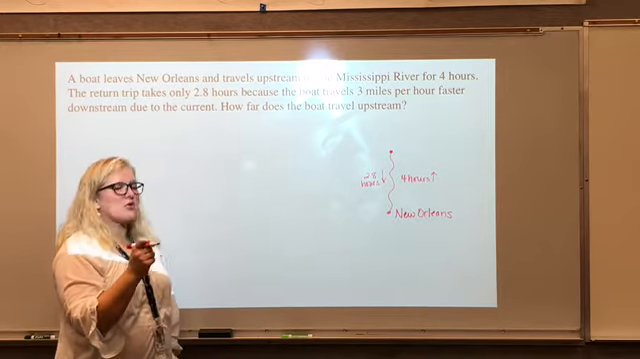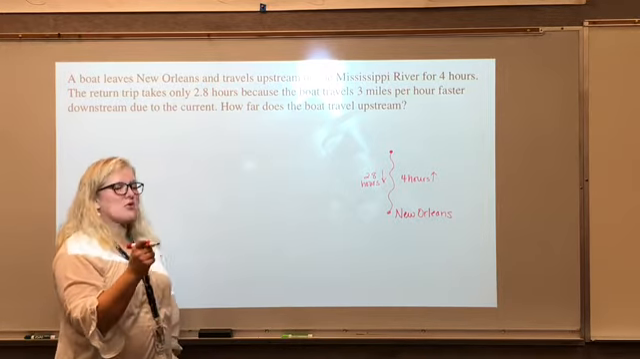Okay, so what we've got here is rate times time. So my time is 4 hours. I don't know what my rate is, but my time is 4 hours. And that would equal my distance, okay? And then on the way back, my rate is 3 miles per hour faster, and it only takes 2.8 hours. So I've got 2.8 hours times my rate plus 3 miles per hour faster. And that also equals my distance, okay?